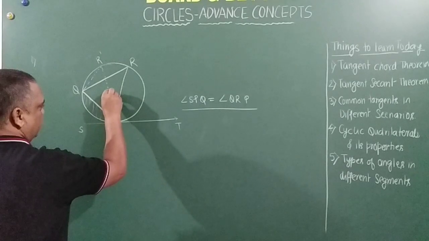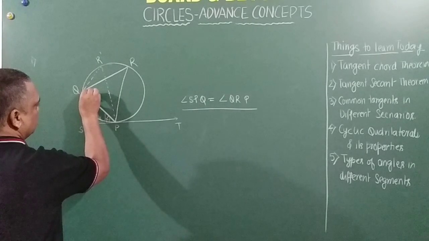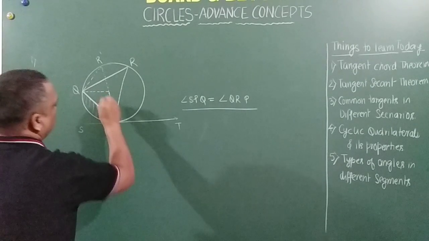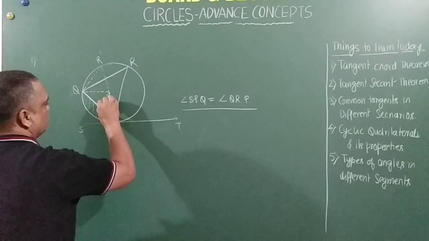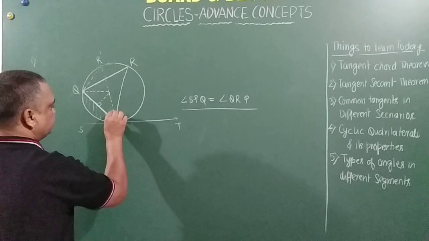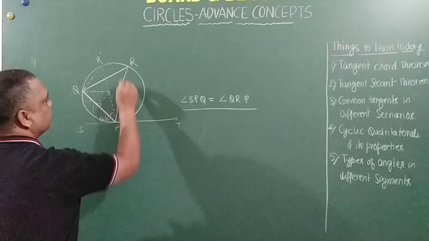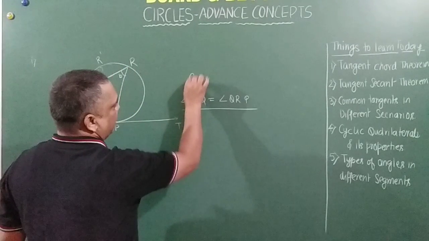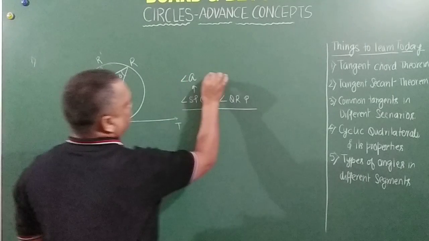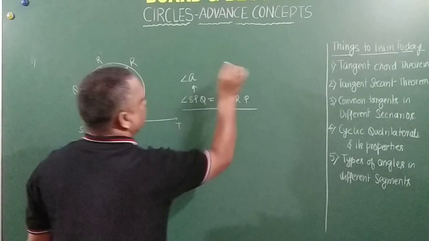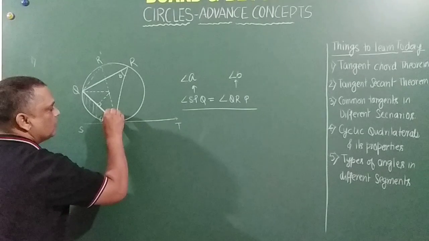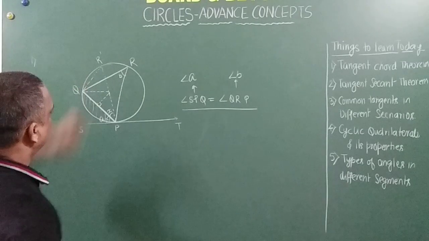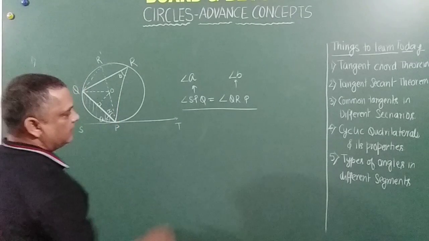We take the center of the circle, do a small construction and then join this. I drop a perpendicular also. Now let's call this angle A and this angle B, right? So I am naming this angle as angle A, and this angle as angle B, right friends? Now let's call this angle X. What is X? X is nothing but angle QPO, and O is the center of the circle.